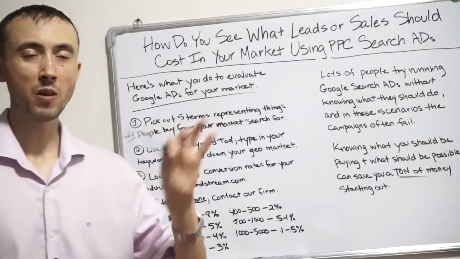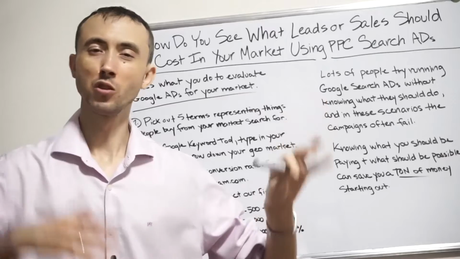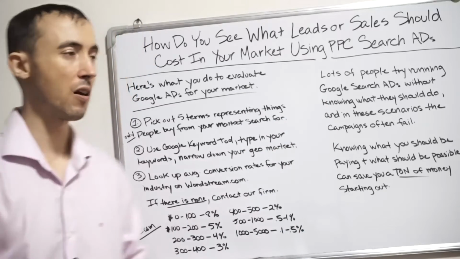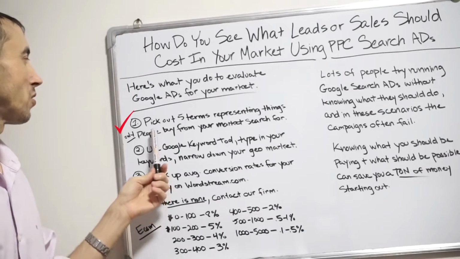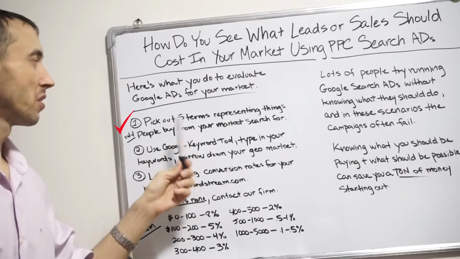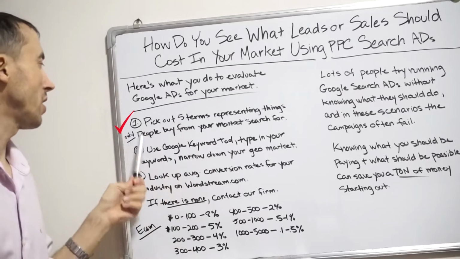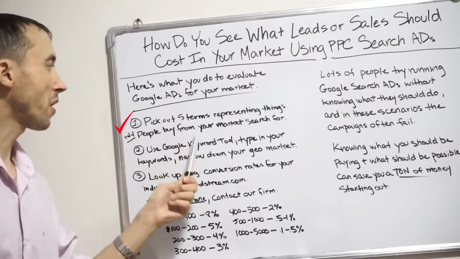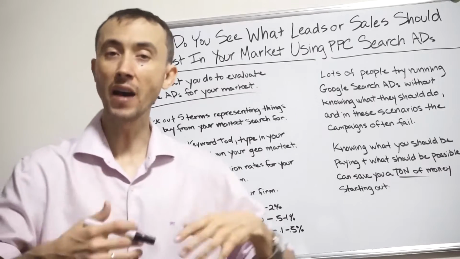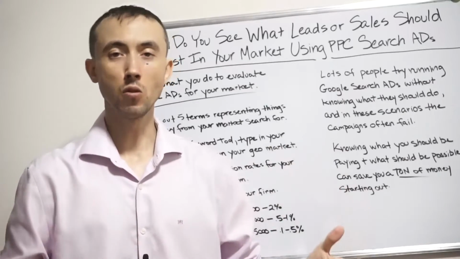But going back to figuring out what a cost per lead or cost per sale should be about costing you as you're starting out, the first thing you do is you pick out 5 terms representing things only people from your market search for before they go to buy something on Google Ads.